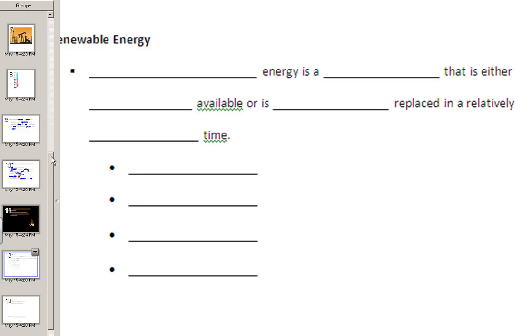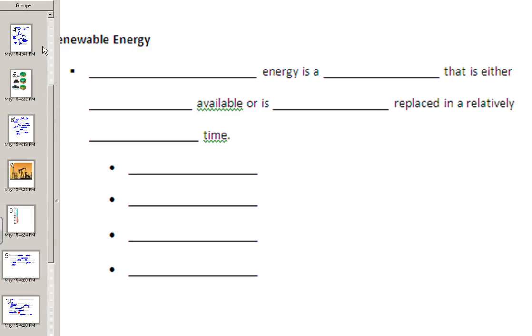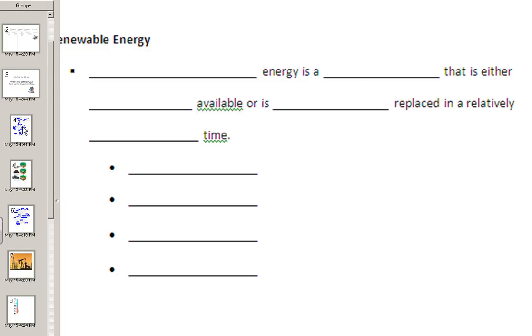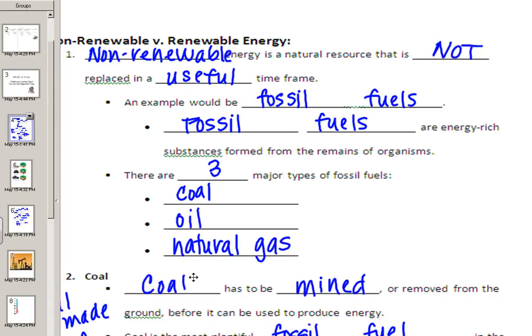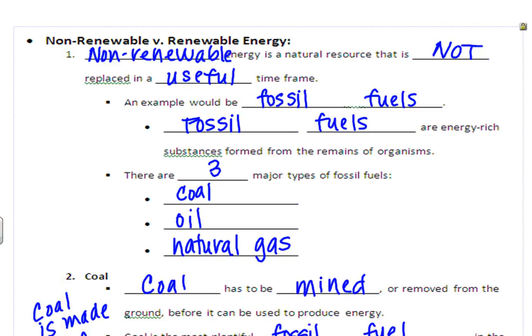Let's talk a little bit more about non-renewable energies. So yesterday we talked about how non-renewable energy was a natural resource that's not replaced in a useful time frame. So it takes so long for it to replenish itself that it's not really going to be useful for you, because it takes so many years for it to be able to make the coal or to make the oil to get it to where we need it to be used as an energy.